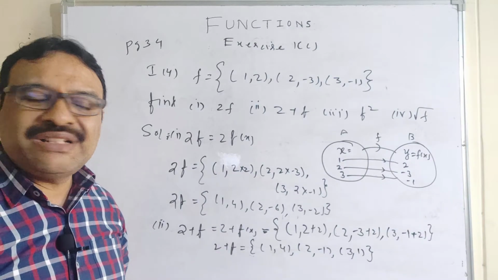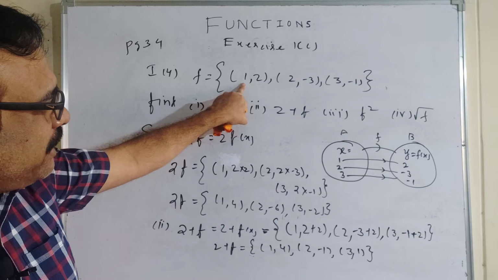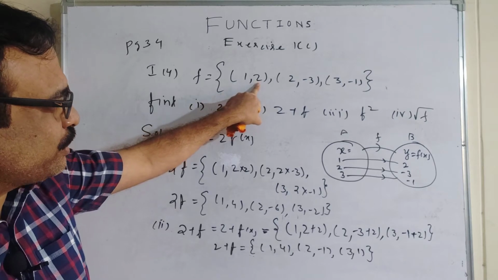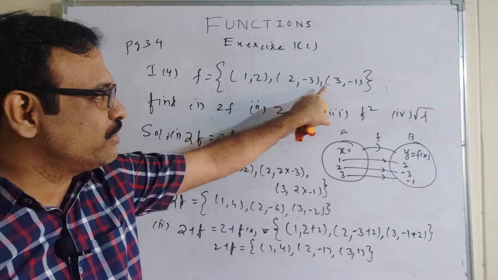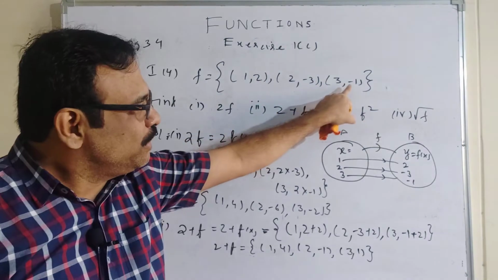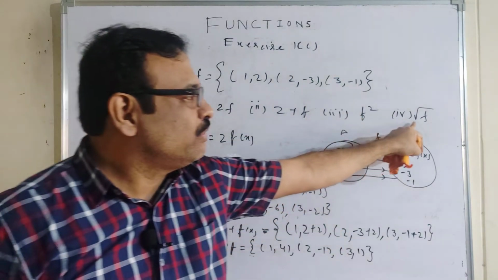Now we can understand that f square, in the sense of domain element, will be the same 1, and this will become 2 square. Domain element is 2, this will become minus 3 whole square. Domain element is the same, codomain element should be minus 1 whole square. This is root over f.